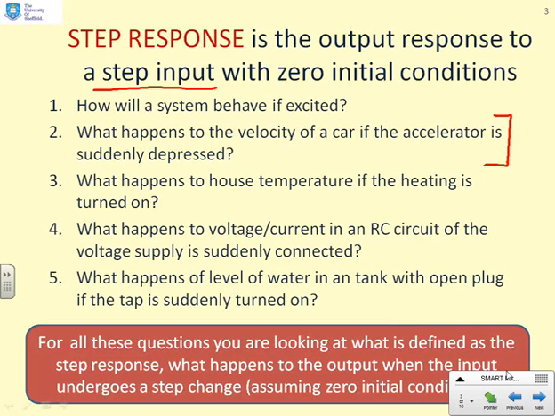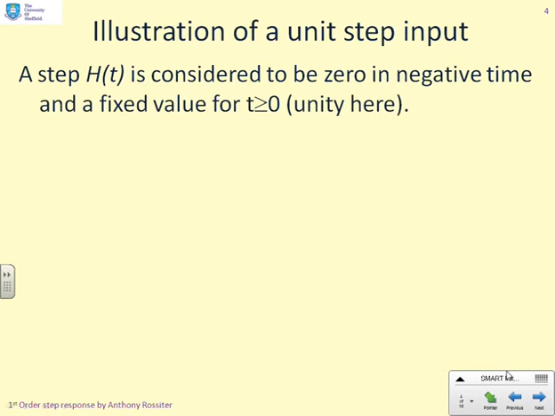What happens to the temperature in a house if you suddenly turn the heating on? So that's like having a step in the heating. One minute it's off, next minute it's on. What happens to the voltage and the current in a resistor capacitor circuit if you suddenly turn the voltage on and before the voltage was off? Or what happens to the level of water in a tank or a bath if you suddenly turn the tap on, whereas before it was off? Now, in all these cases, we're looking at what's defined as a step response. What happens to the output when the input undergoes a step change, and here we're assuming zero initial conditions.